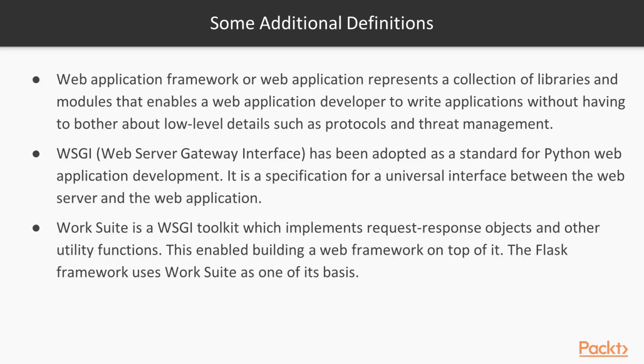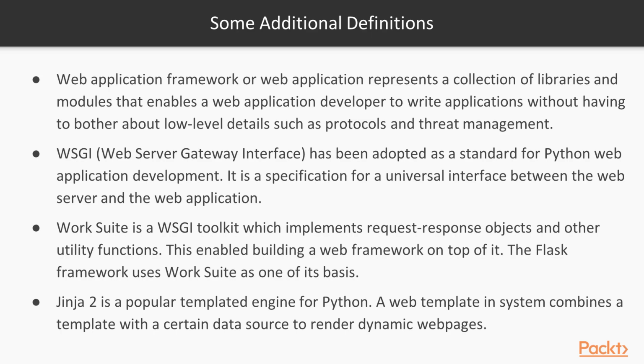What is Werkzeug? It is a WSGI toolkit which implements request and response objects, and other utility functions. This enables building a web framework on top of it. The Flask framework uses Werkzeug as one of its bases.